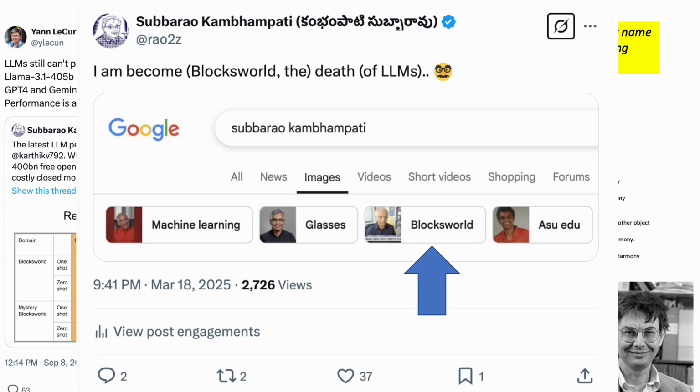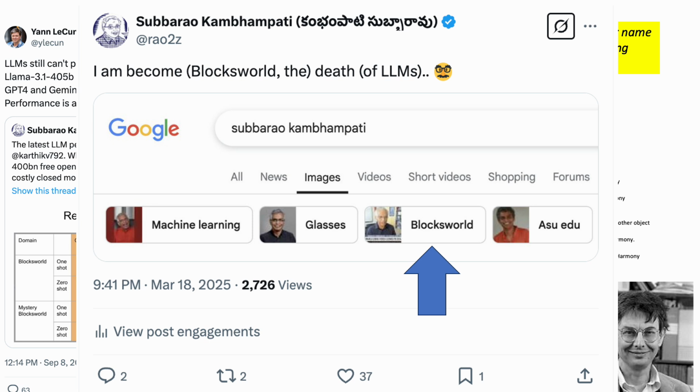Anyway, apparently I've been playing too much with this blocks world stuff, that once when I was looking on Google for blocks world, if I give my name, apparently I get blocks world as one of the answers. So I've become blocks world myself for some reason.